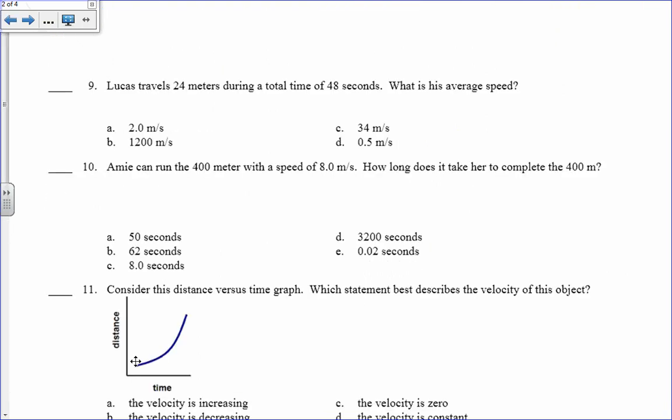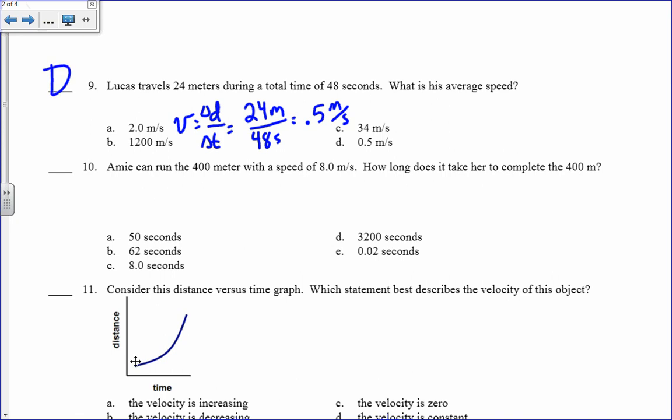Lucas travels 24 meters during the time of 48 seconds. What is his average speed? It's just distance over time, my change in my position over my change in time. That's going to be 24 over 48, which is equal to 0.5. 1/2 or 0.5 meters per second. That's D for number 9.